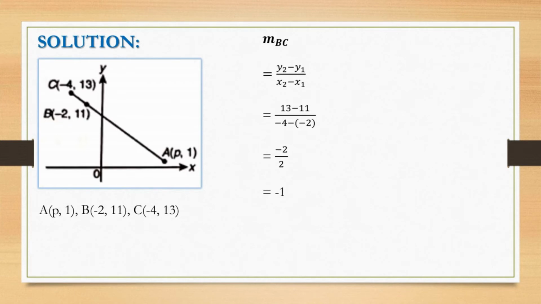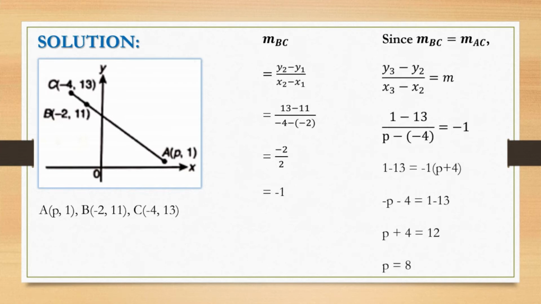After substituting the coordinates of B and C into the formula of gradient, we know that the gradient of BC is equal to -1. Since the gradient of BC is equal to the gradient of AC, by using the gradient of BC, we substitute the coordinates of A and C into the formula of gradient and do some simple calculation. We find that the value of P is equal to 8.